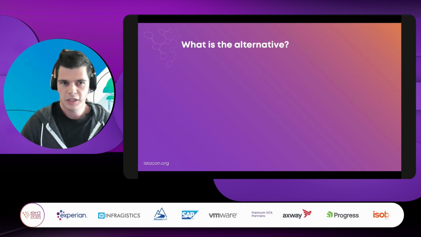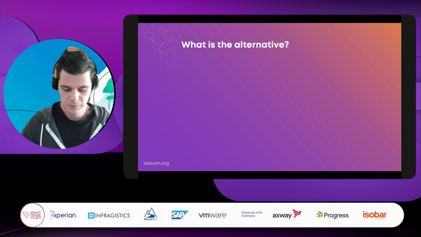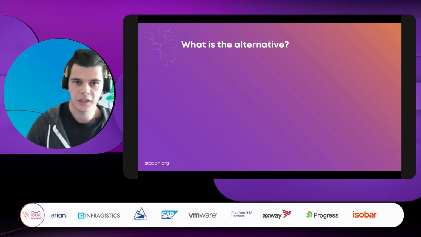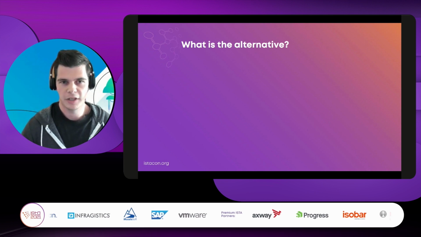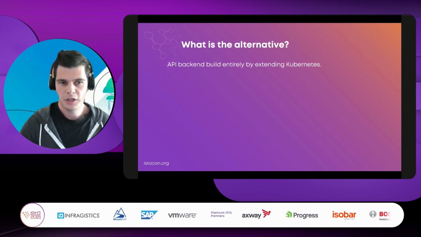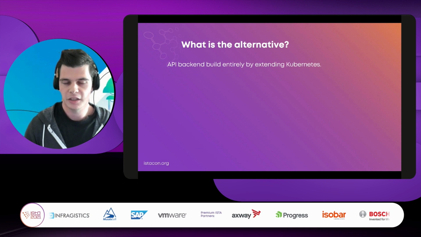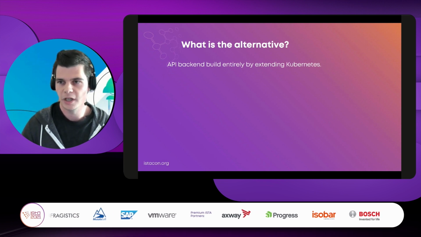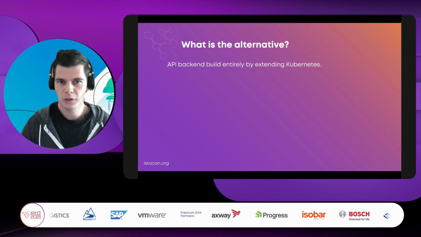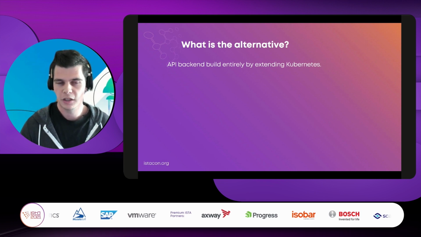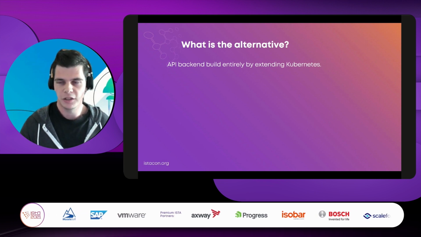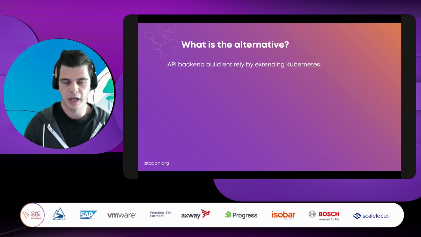Enough with the problems. Let's see what is the alternative that we're suggesting. As I began, we're going to use Kubernetes as our application development framework. What this means is that we're going to build an API backend entirely as an extension of Kubernetes API. We are not going to build an application which we will deploy into Kubernetes, but we're going to extend Kubernetes itself in a way that Kubernetes is our API backend.